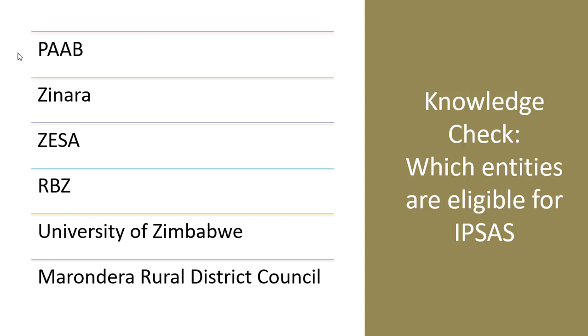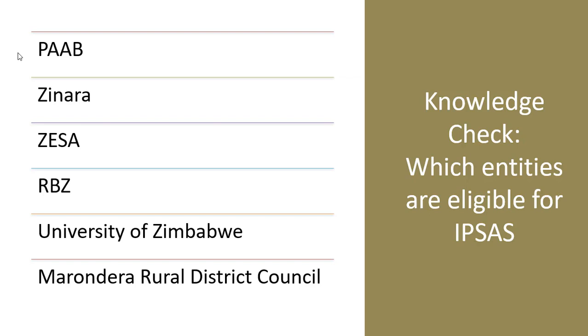I think when we start with an entity like PAB, it mostly funds its activities through levies, which are provided for by the act that founded PAB. So ordinarily, it would be required to apply IPSAS. ZINARA, again, it collects a tax in the form of your road tax or toll gate fees. That obviously it meets the definition.